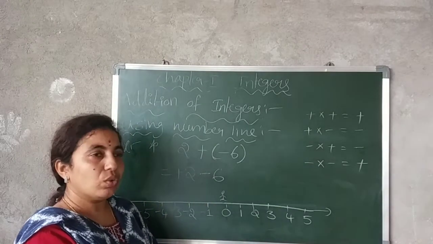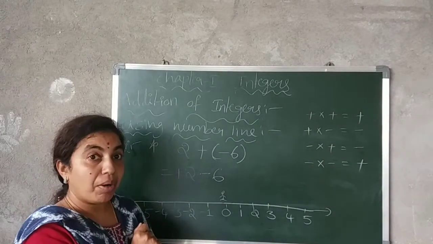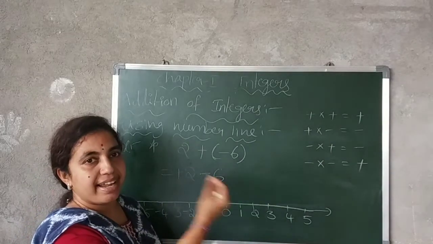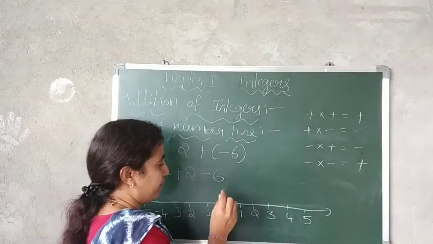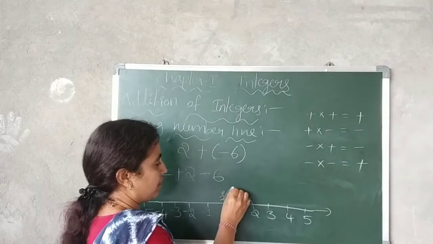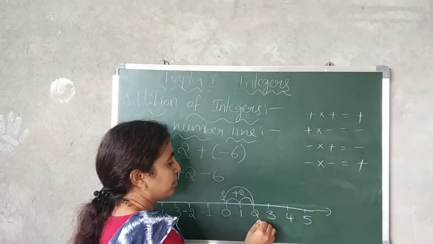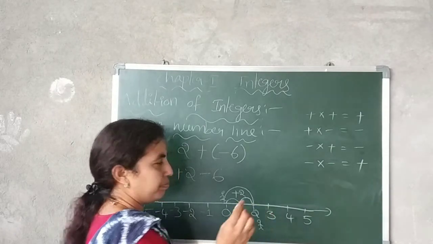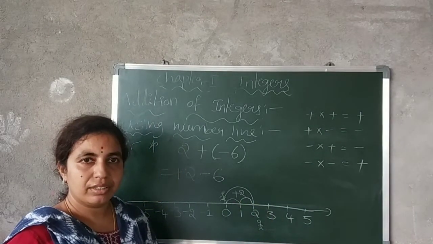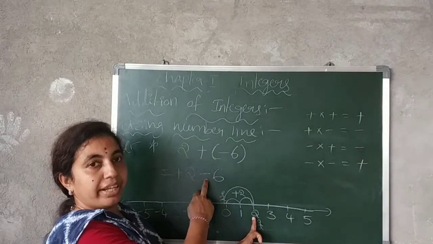Two steps. Because 2 is given here, you should move 2 steps from 0 on the right side of 0. So start here: 1 step and 2 steps. So here it is plus 2. Now you came here. Next sign is what? Not the number, the next sign.